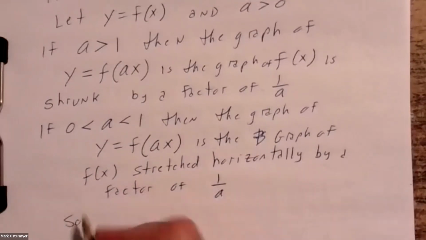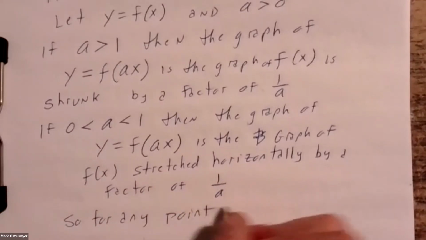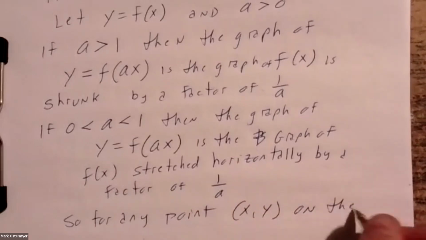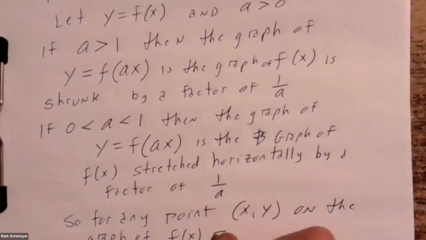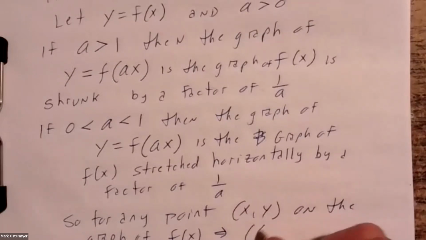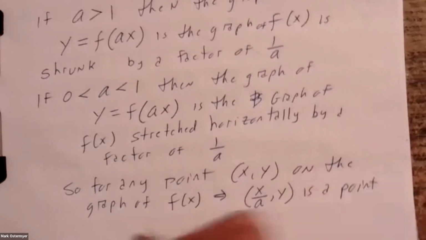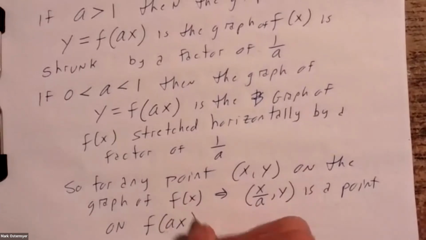So in general, it works like this. For any point (x, y) on the graph of f(x), this would imply that the point (x/a, y) is a point on the new function f(ax). Okay.